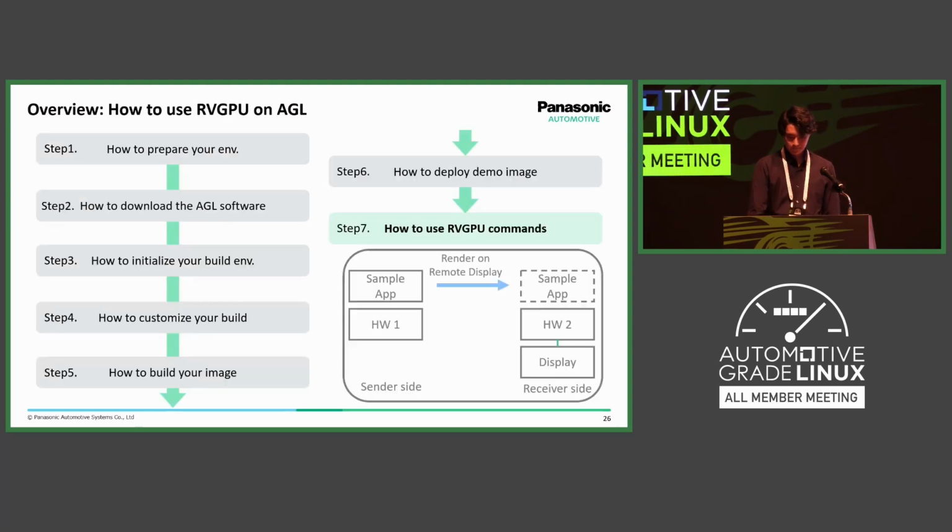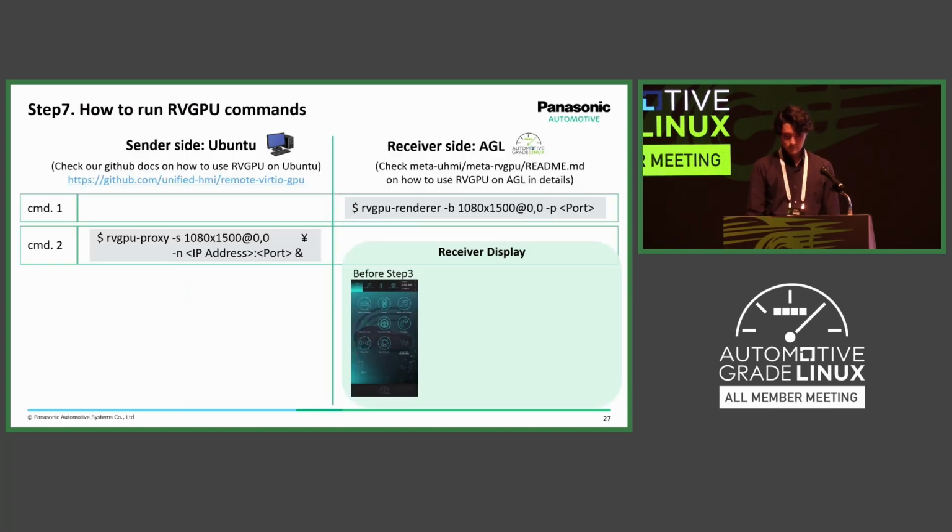Finally, in step 7, I will introduce how to use RBGPU commands. In this use case, the Unified HMI render sample application runs on the sender and is shown on the remote display on the receiver. Here is an example of an experiment with Ubuntu as the sender and AGL on each platform as a receiver. Please check our GitHub documentation on how to use RBGPU on Ubuntu.